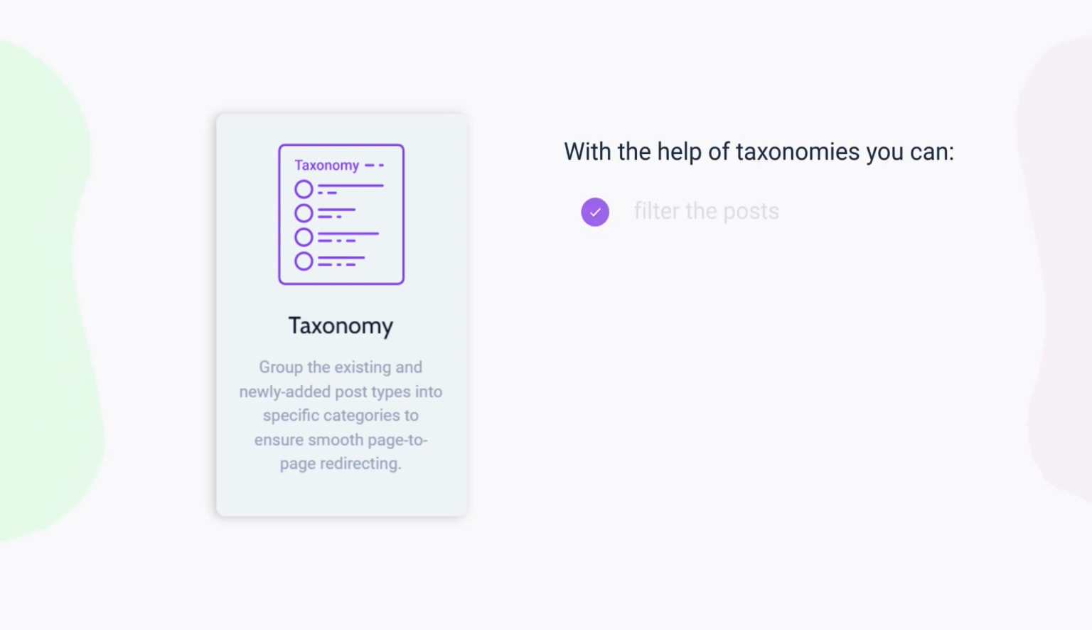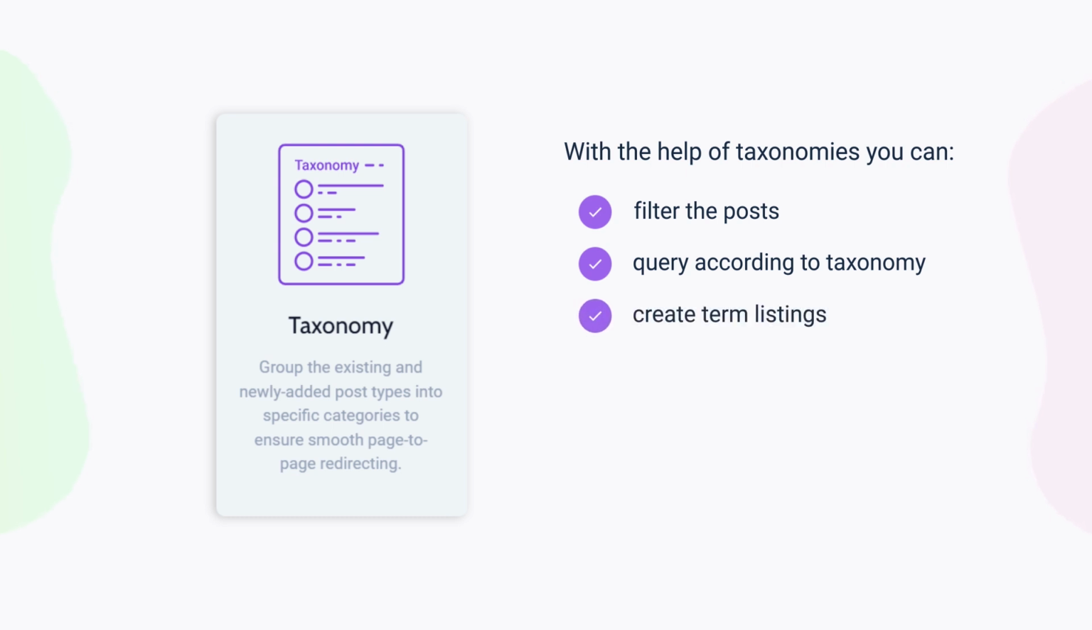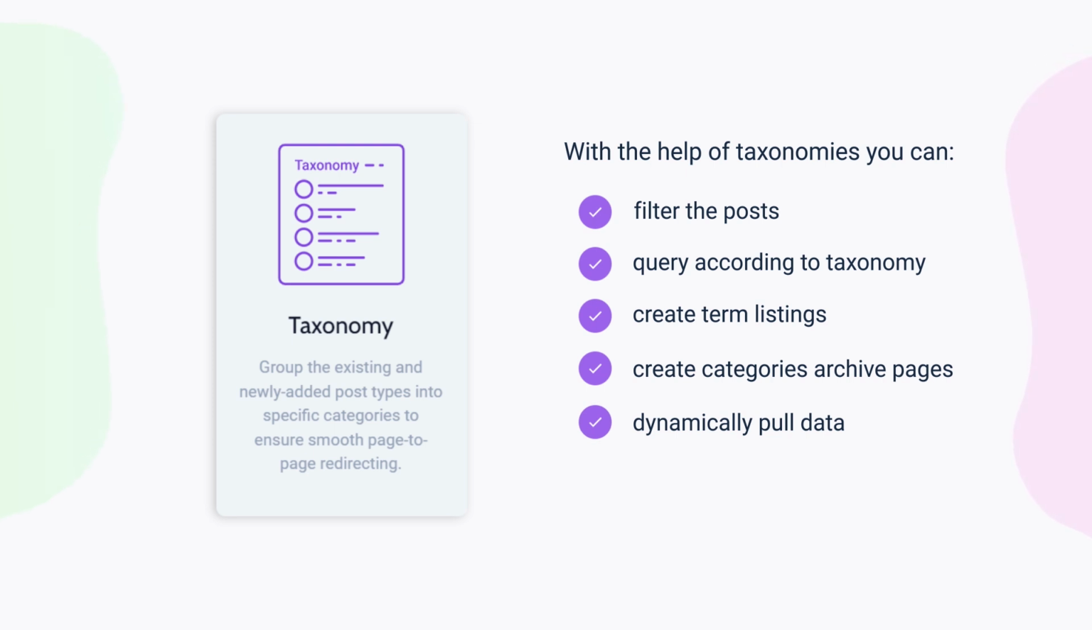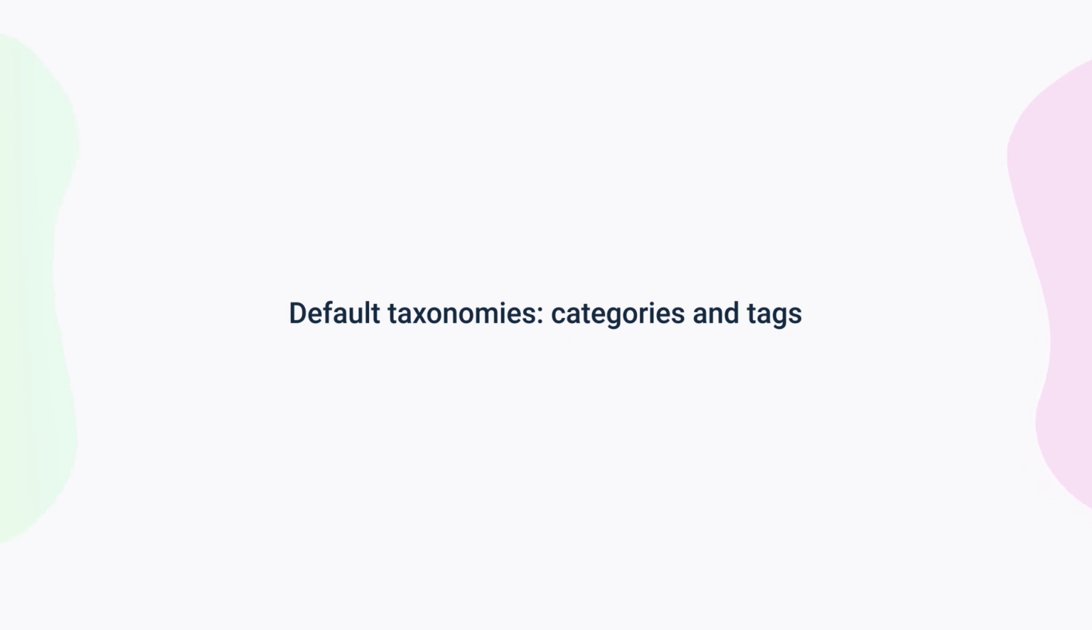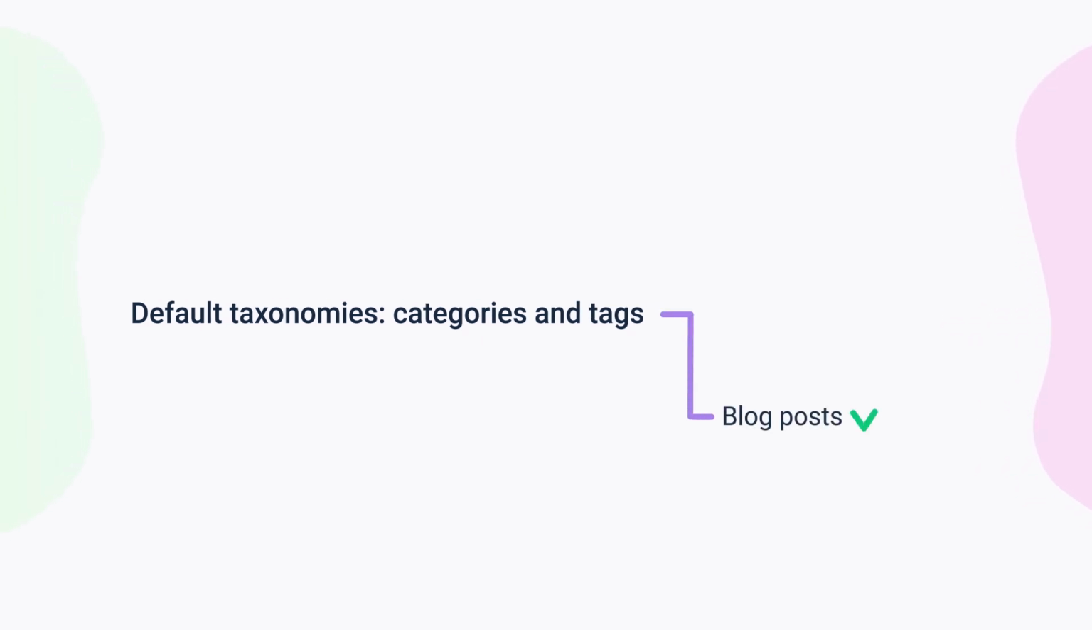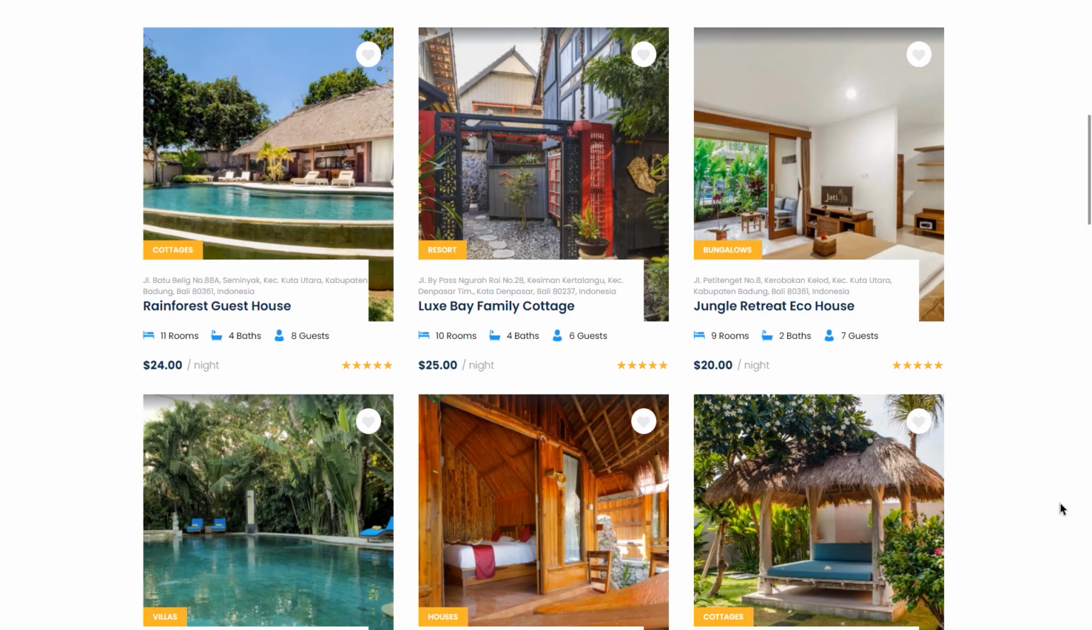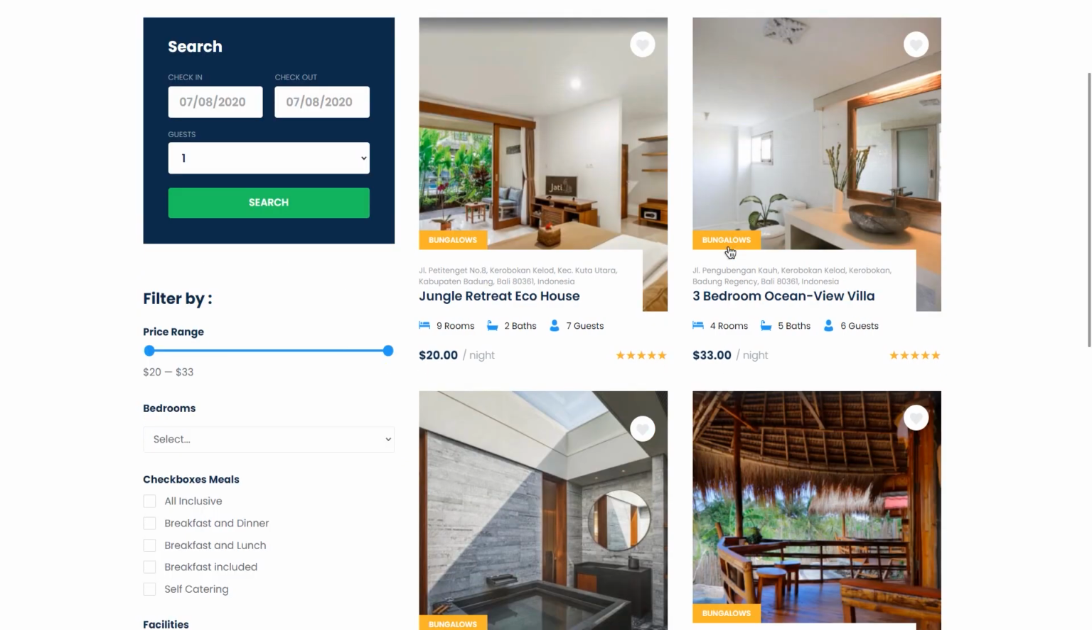With the help of taxonomies, you can filter the post and then query according to taxonomy, create term listings and archive pages of certain categories, dynamically pull data, add custom meta fields, and much more. So, by default, there are two taxonomies, categories and tags, that can be used to organize the blog post. However, if we are talking about custom post types, tags and categories won't be a good option for all content types. For example, with the help of custom taxonomies, I can filter all properties by a certain property type.